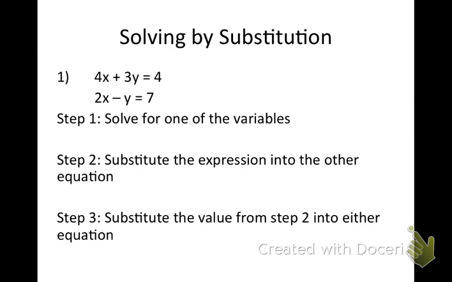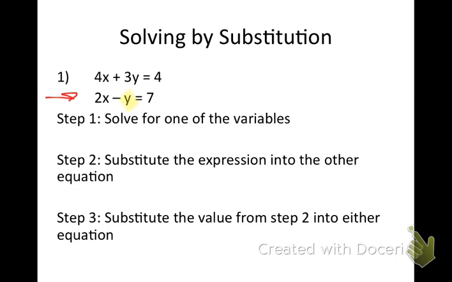So for example here, I have 4x plus 3y equals 4, and 2x minus y equals 7. Step 1 says to solve for one of the variables. As I look here, I have the top equation and the bottom equation. I need to solve for a variable in one of the equations. Which one looks like it's probably the easiest to solve for? The second equation, and which variable? I would solve for y. Why would y look a lot easier in that second equation? Because it's singular. I don't have to divide by anything really, technically, here, right? So I need to solve for y.